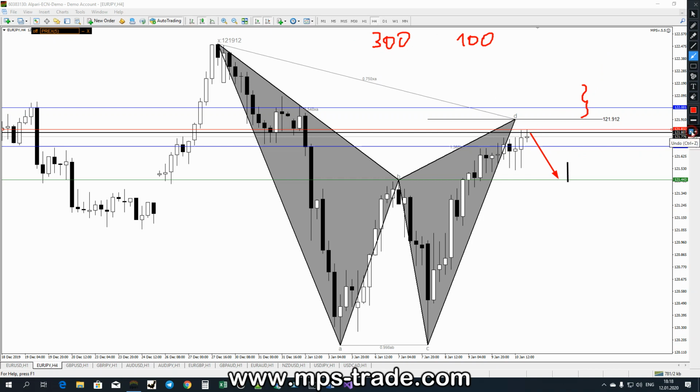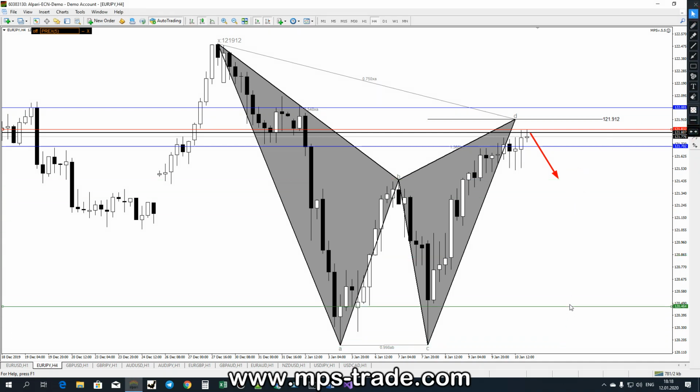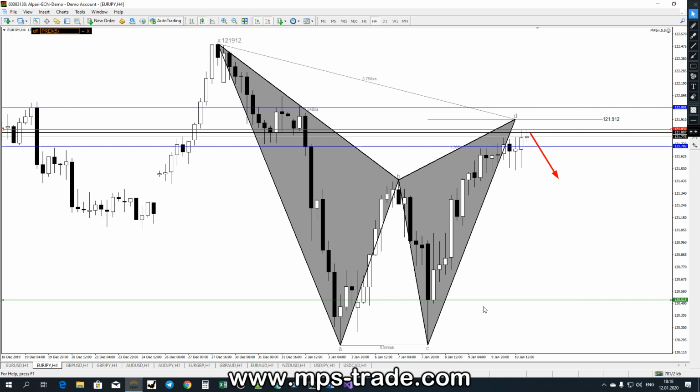If nothing of this happens, then you simply extend your targets. So you place your targets here, potentially at this line, and wait for price to move there. So 2/3 of your position should be that.